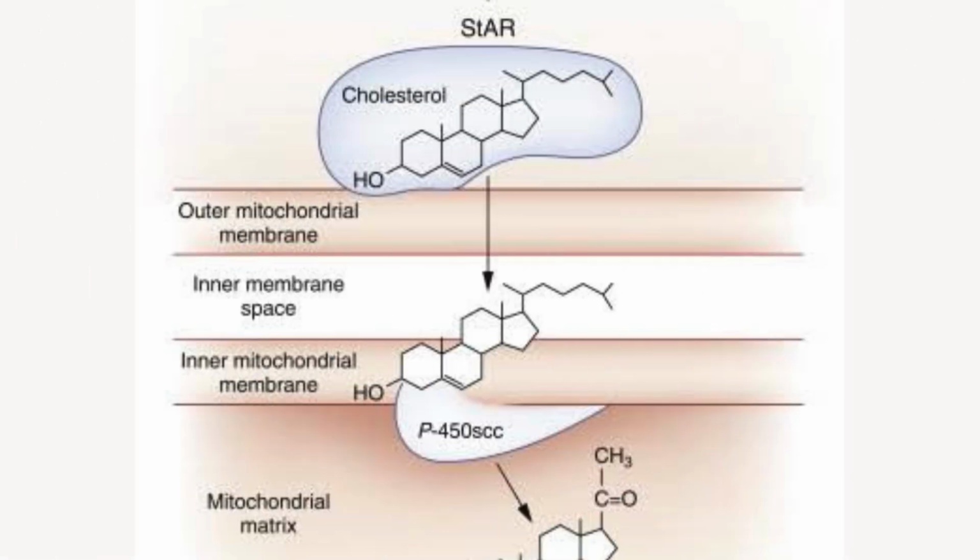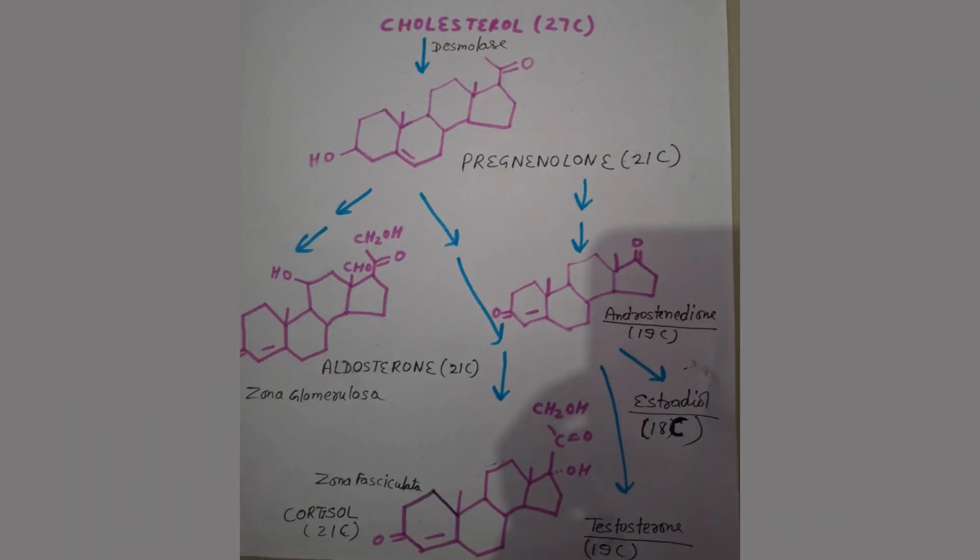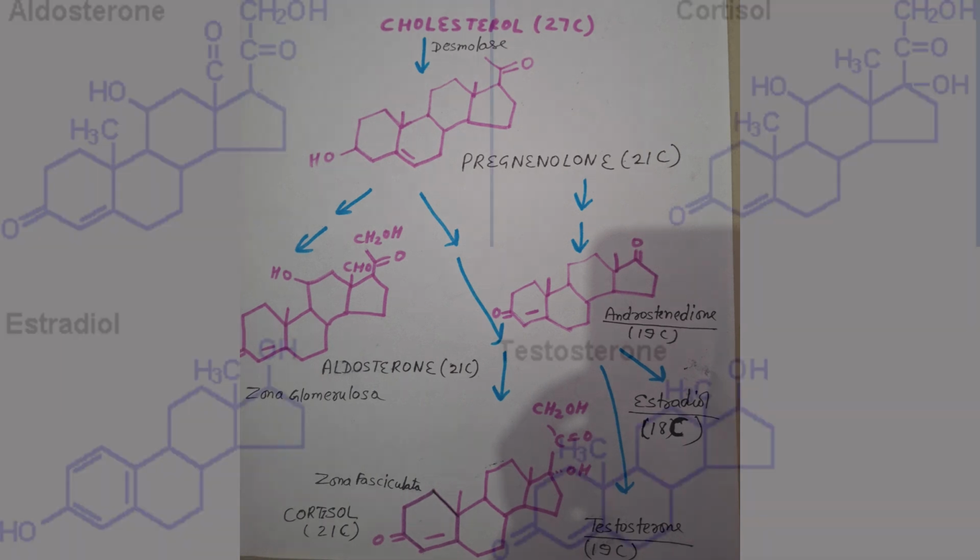Step 2, transport of cholesterol from the outer mitochondrial membrane to the inner mitochondrial membrane with the help of steroidogenic acute regulatory protein. Step 3, enzymatic cleavage of 27-carbon cholesterol to form pregnenolone in the inner mitochondria. Step 4, the fate of pregnenolone to the ultimate steroid hormone will depend on the nature of predetermined differential gene expression in steroidogenic cells of the adrenal cortex and gonads.